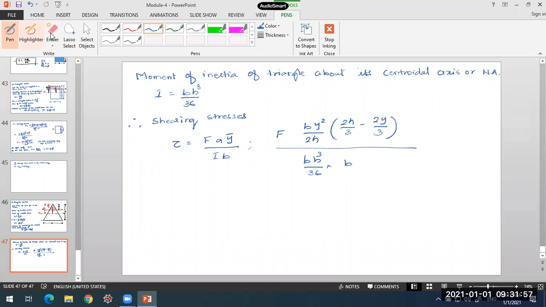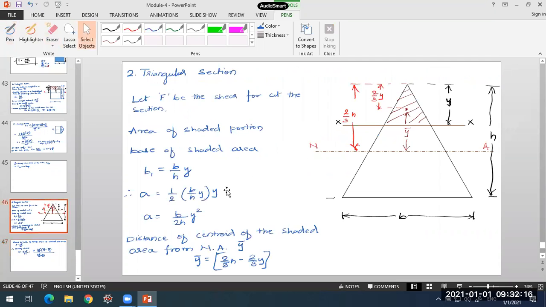The section is not having the same base, so it is b by h into y. With that section, what we have considered, b by h into y over here. For a rectangle it will remain constant, but for a triangle the width will vary. When I come to this section, at this point, what is the base width b? That has to be substituted. It will be b by h into y.